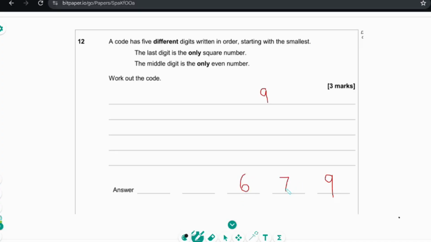So I have this as 7. The rest have to be odd. 5 and 3. Could not use 1 because 1's a square number. 1 times 1 is 1. 1 is the only square number. Sorry, 9 is the square number I'm using, so I can't use any others.